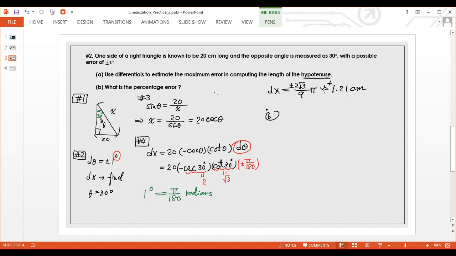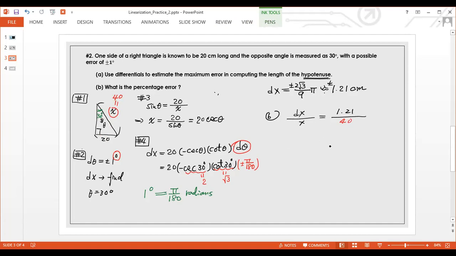So now they want to find the percentages, right? So I use the dx and the x. The dx I have, this is 1.21. So what is the x I'm going to have here? This is the special angles, right? It's 30, 60, 90. So the hypotenuse will be double the side opposite the 30 degree angle. So what is the x here? So it's a 40, right? So I put a 40 here, and then I will get what are we going to have here?